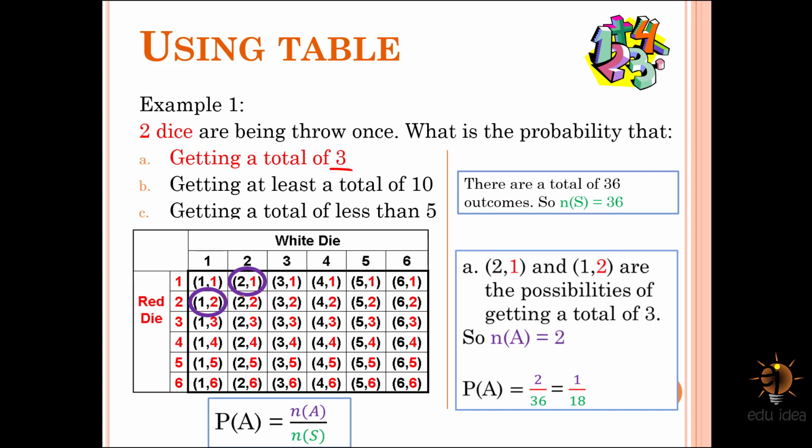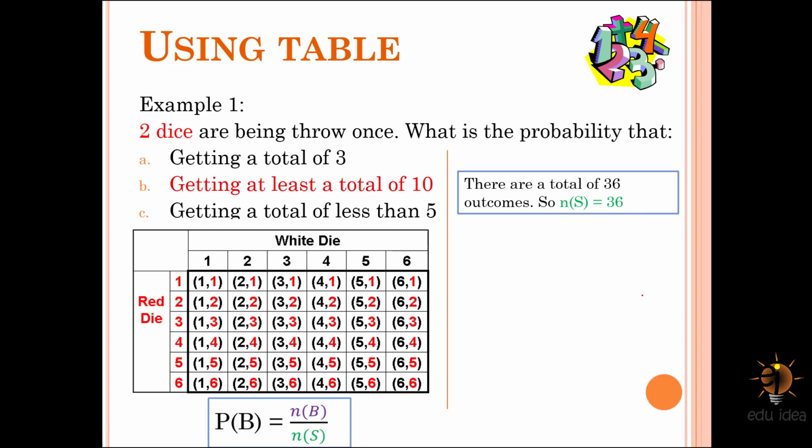So the total number of outcomes for event A, and event A is getting a total of 3 for this question. Because we know that n(A) is equal to 2, you only need to put that into the formula. So n(A) is 2 and n(S) is 36. So it's 2 over 36, or simplified, equals 1 over 18.